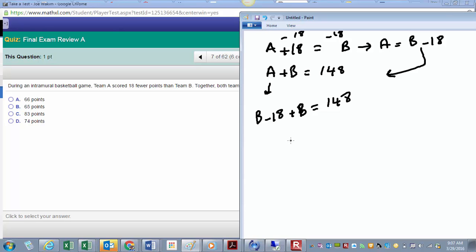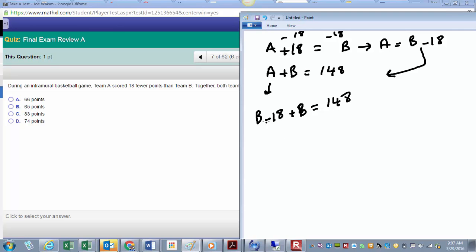Okay? So again, what I did here, I have A is smaller than B, therefore I have to add the 18 to A to equate to B. But I know that A plus B is 148. Now, if I solve for A here, I subtract 18 from both sides. I get A equals B minus 18. I take this A and substitute in the second equation. Instead of A, I'm going to put B minus 18, and then I have plus B equals 148.